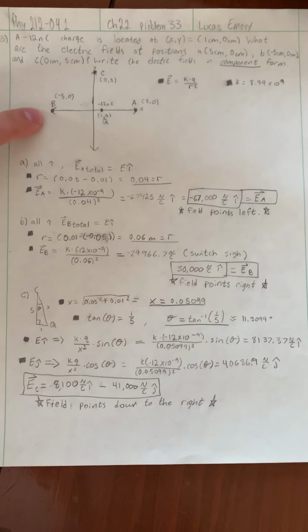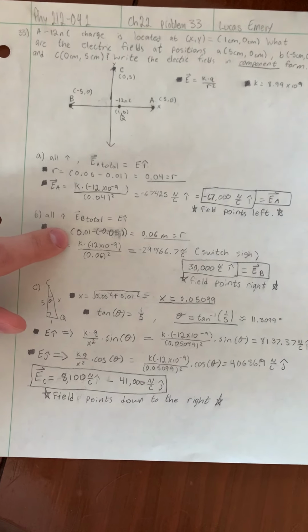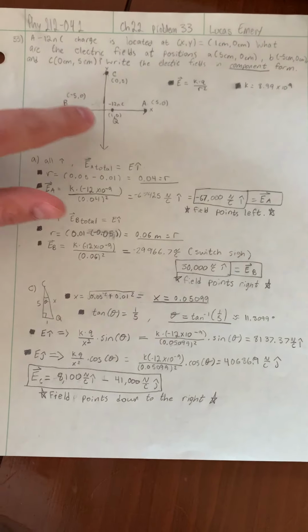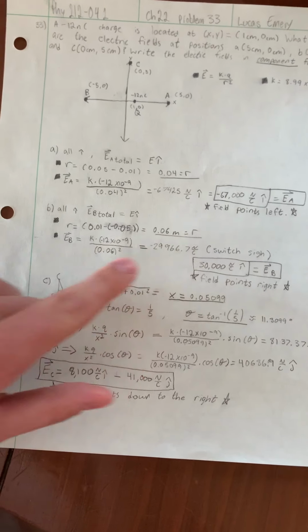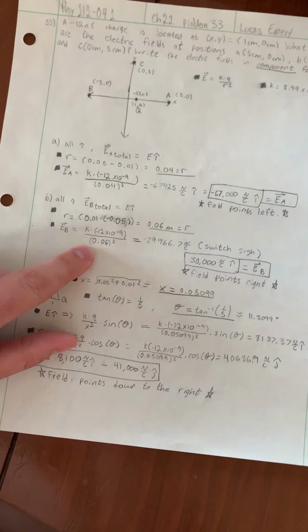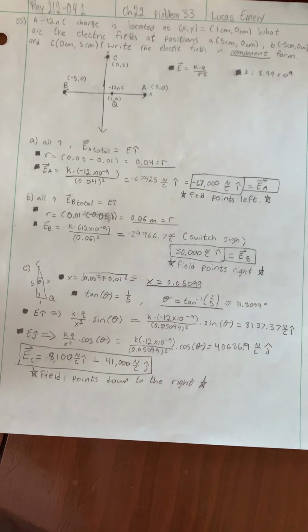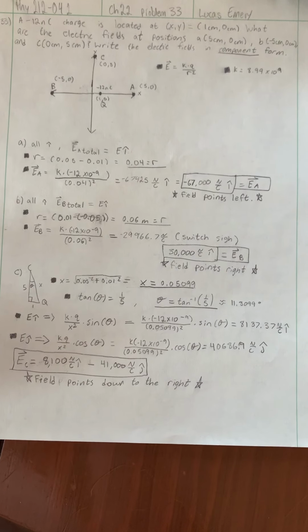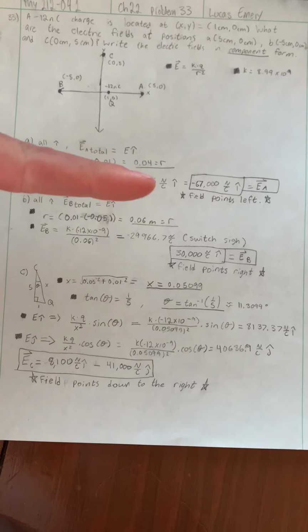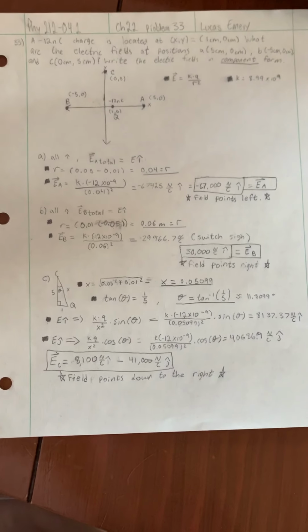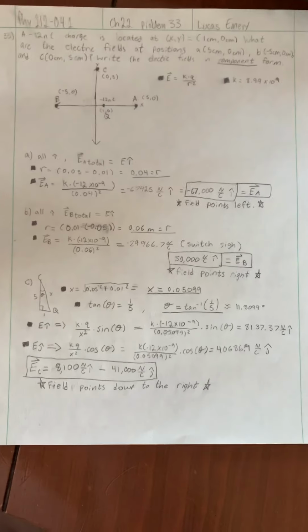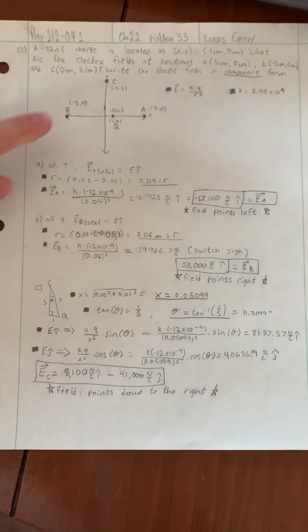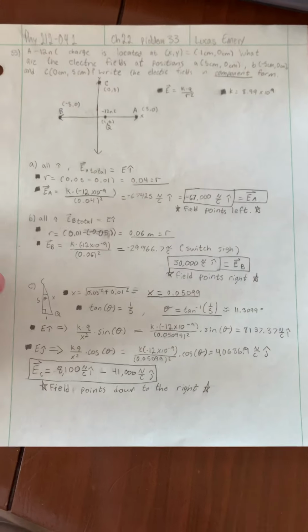For B, I find the radius again, B minus A, and we get 0.06 meters as radius. Put it in the equation, and you get 30,000 newtons per coulomb in the i hat direction, and the field points to the right because, again, the electric field goes towards a negative charge. And again, that's in the i hat direction because it is on the x-axis.